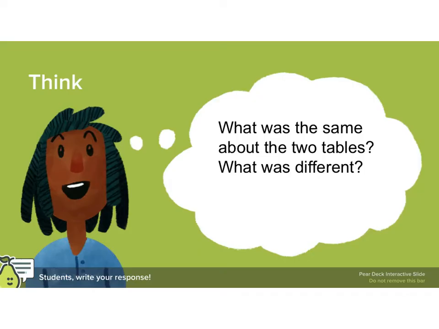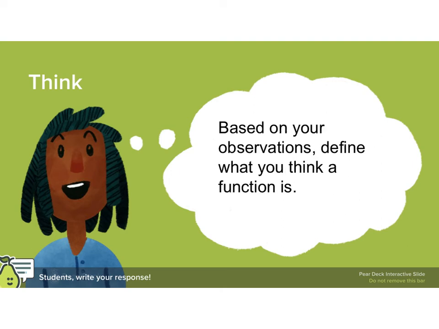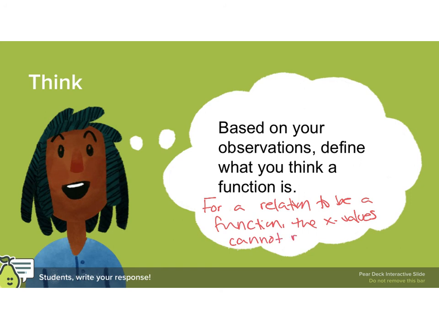So for this slide, I'm going to let you go ahead and type what you saw that was the same and what was different. And I want to focus on this in this last slide. Based on your observations, what's the definition of a function? So the big idea was for a relation to be a function, comma, the x values cannot repeat. That's really what we noticed in the tables. You'll have the conjecture, which gives you the real definition, and then we're going to practice.